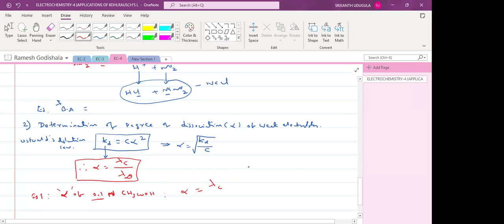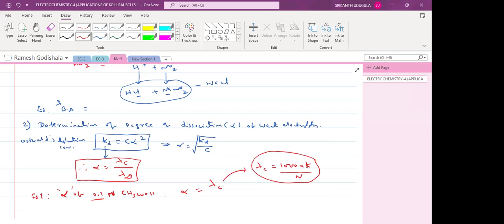So lambda C is equal to 1000 into K by N, from our principle. This is the equation. From this equation, you will get the lambda C value. 1000 K, where K is the specific conductance. We discussed that every solution at a given concentration shows a particular specific conductance. So here 0.1 N has a specific K value, and you know the N value 0.1. From this you will get the lambda C value.